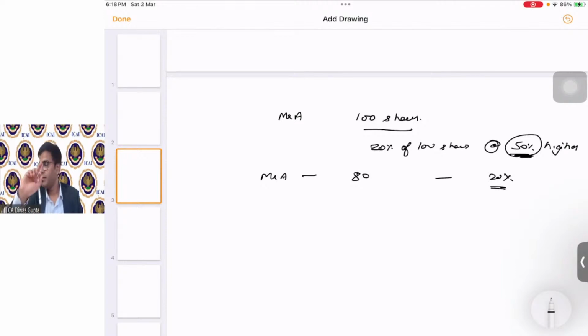Yes, we will come to constant dividend. Parth Sarthi, we will come to that.